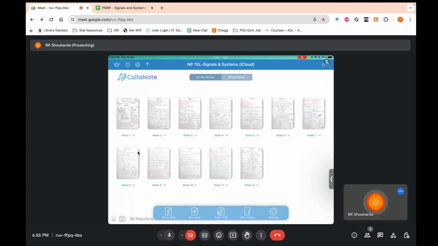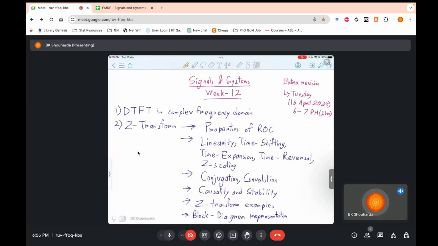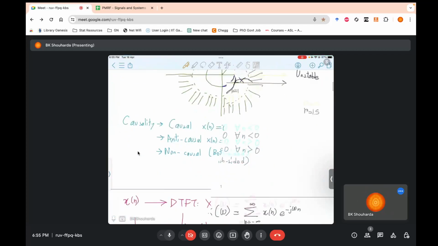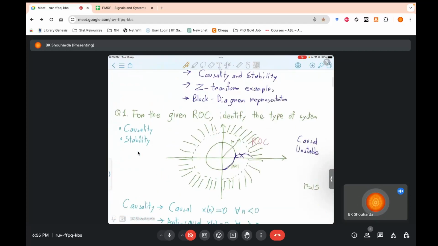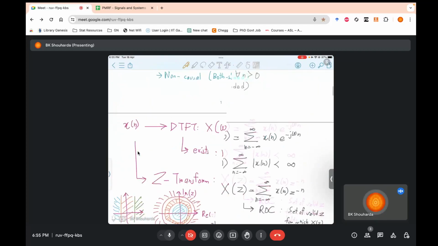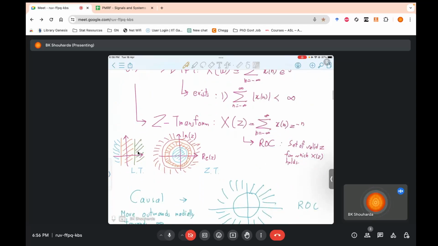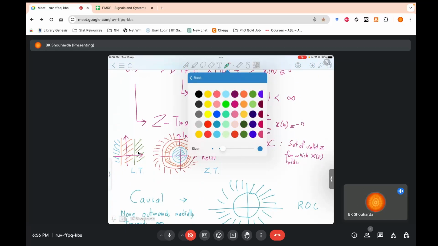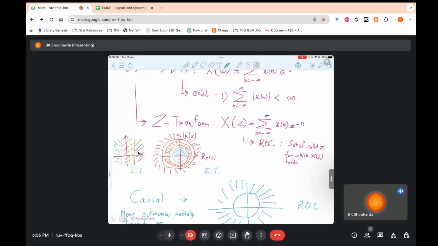And finally, week 12, which we did yesterday, is the Z transform. Same analogy as the S transform, and nothing much to repeat. Only in this case the different thing is the ROC. Rather than the strips you get with the Laplace transform, you'll have circles.